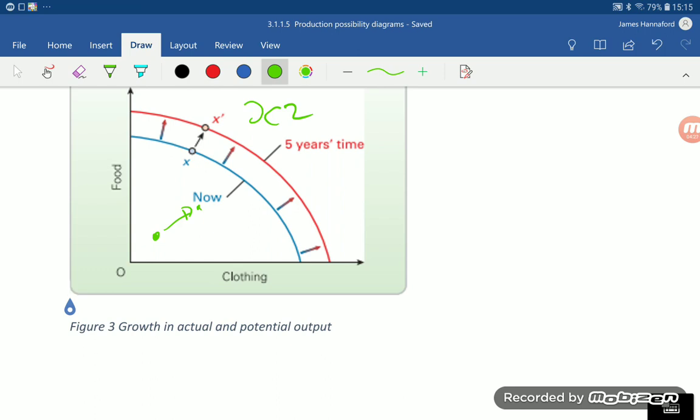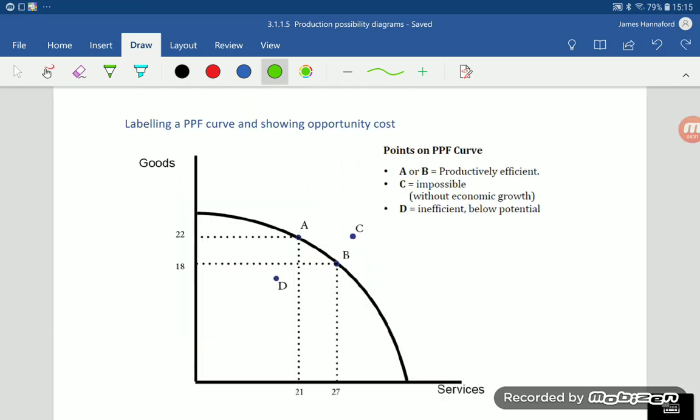If it means the entire PPF curve is shifting to the right, that is long-run economic growth, known as an increase in potential output. So on this diagram here, you can see my PPF curve in terms of the goods and services that could be produced. Well, clearly C is unattainable without any economic growth because I could not have that combination of goods produced.